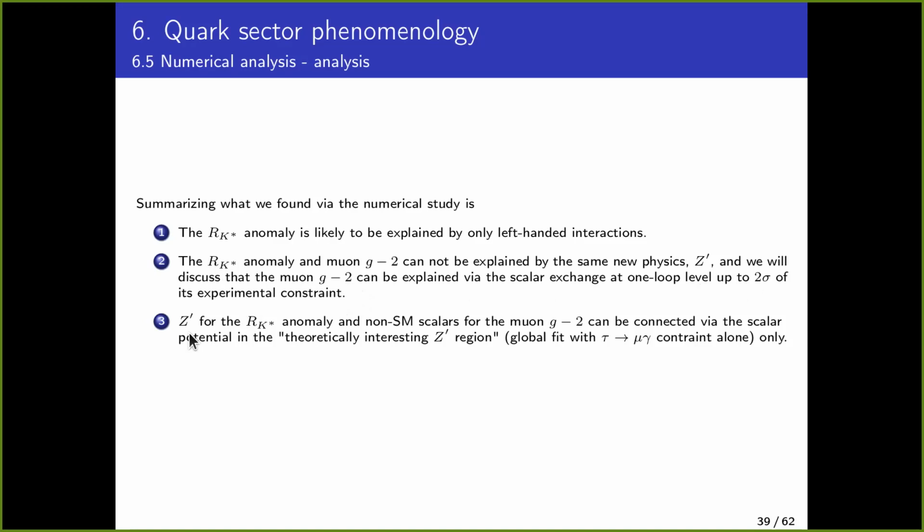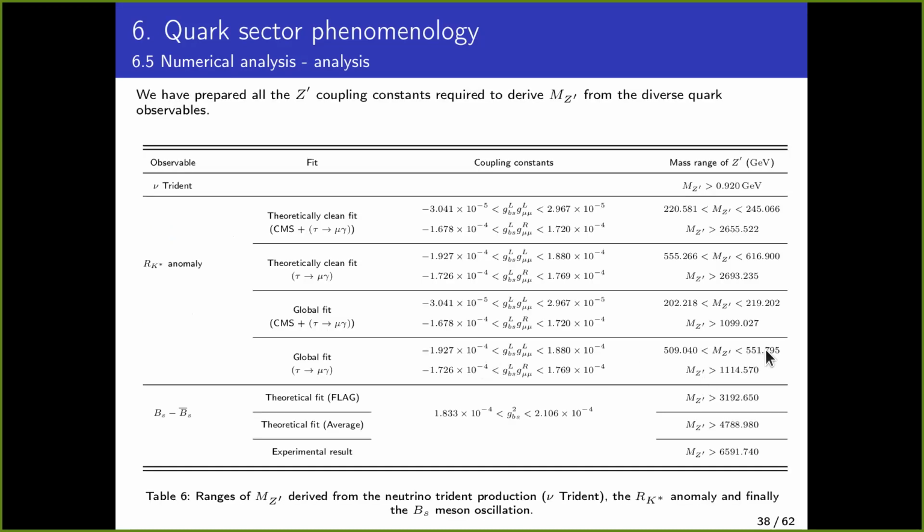So the Z-prime for the IK anomaly and the non-standard model scalars for the muon G-2 can be connected via the scalar potential in the theoretically interesting Z-prime region, which means the global fit with the tau to mu gamma constraint alone. What I'm saying is, we consider this mass bound to be the theoretically interesting Z-prime region because this mass range is the only possible place where the muon G-2 mediated by non-standard model scalars can be connected to the Z-prime for the IK anomaly via the scalar potential.